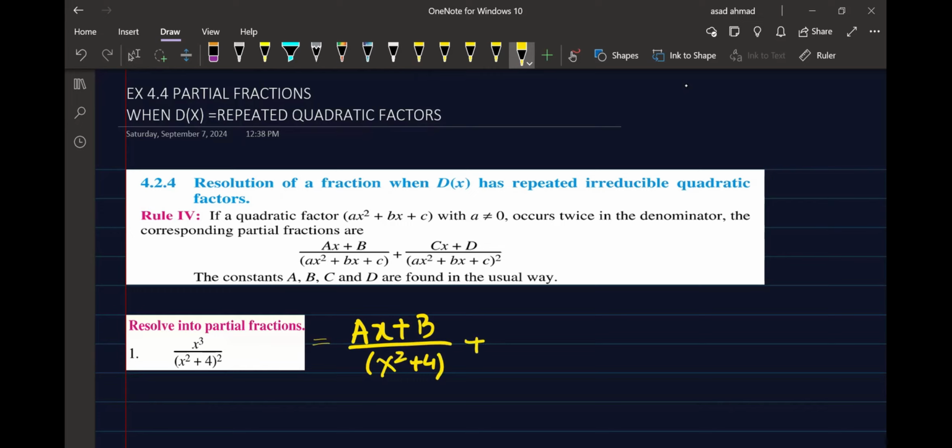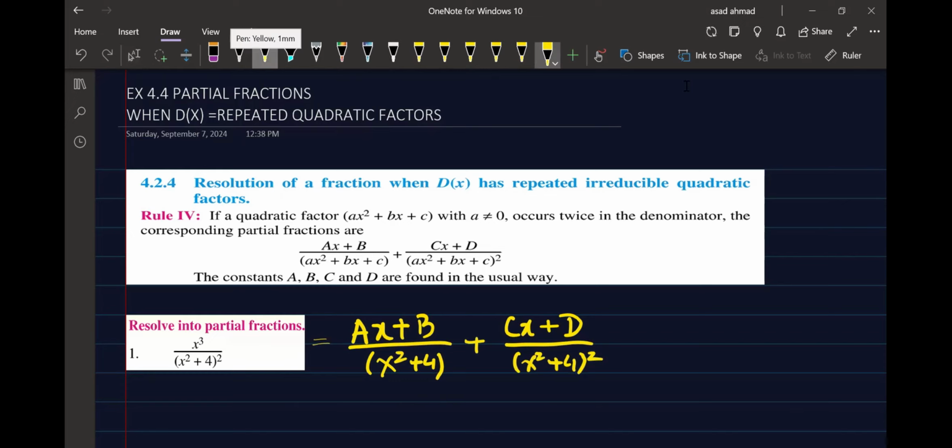Then because it contains a higher power of the quadratic, the next term will become cx plus d over x raised to power 2 plus 4 whole square. This is how we will reduce the factors in the form of partial fractions, and then we will go and solve for it.